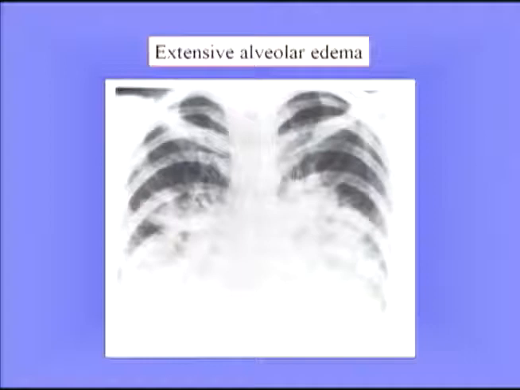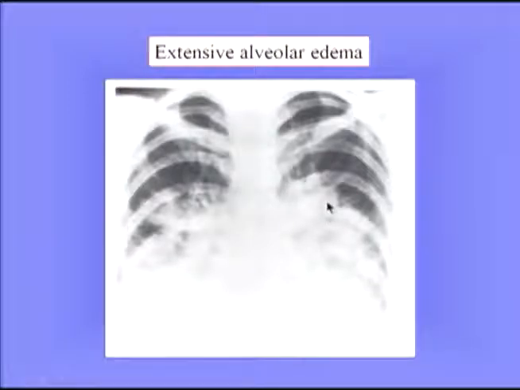It's very easy to pick up alveolar edema on a chest radiograph, and here's a rather florid example, but it's usually easy to pick it up. You've got this bilateral shadowing here. Sometimes people refer to this as a bat's wing or a butterfly wing appearance.